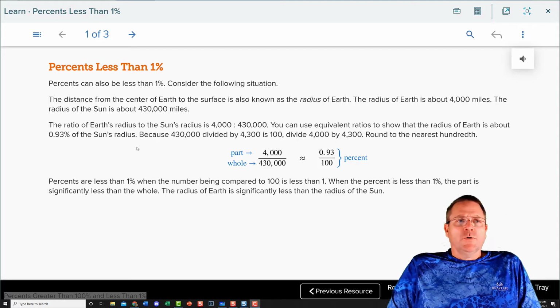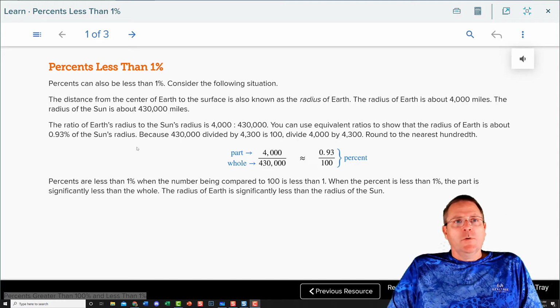Welcome back to Chapter 2, Lesson 2, percents greater than 100% and less than 1%. Now it is time for us to dive into that less than 1% concept. Percents can be less than 1%.